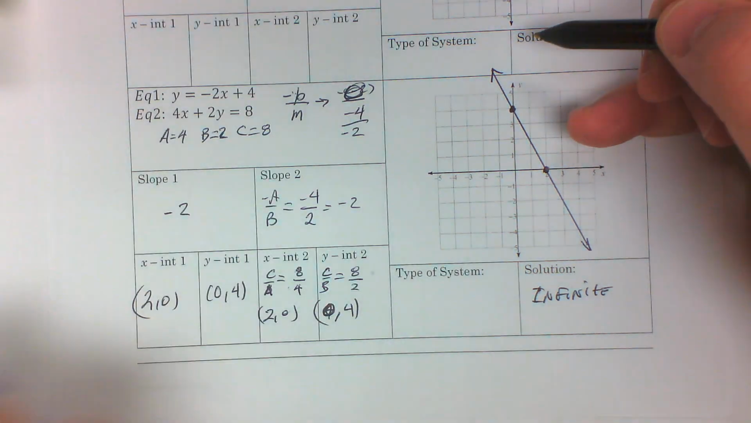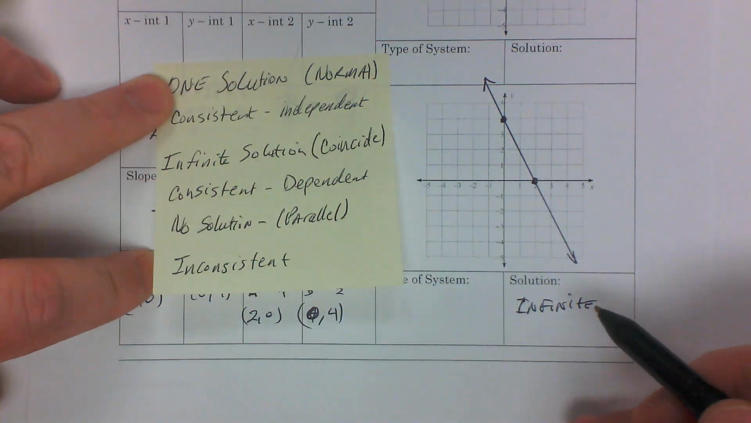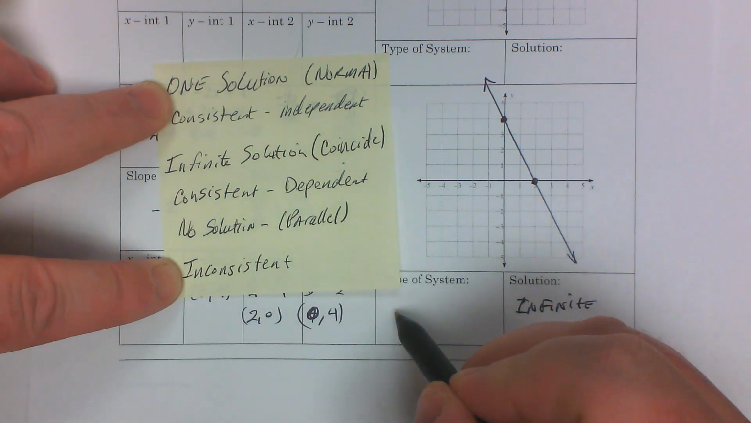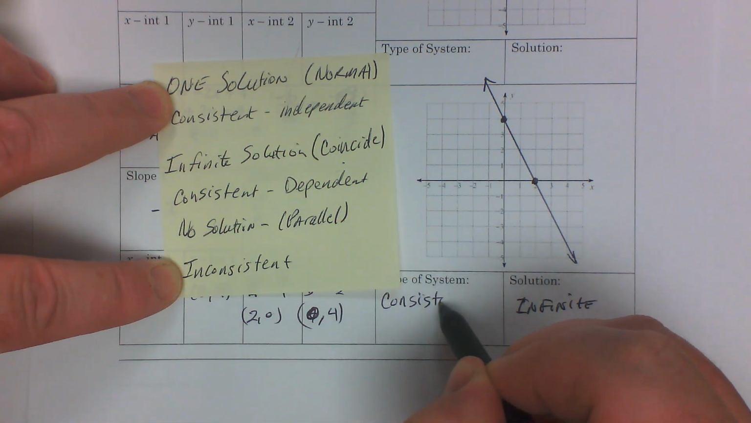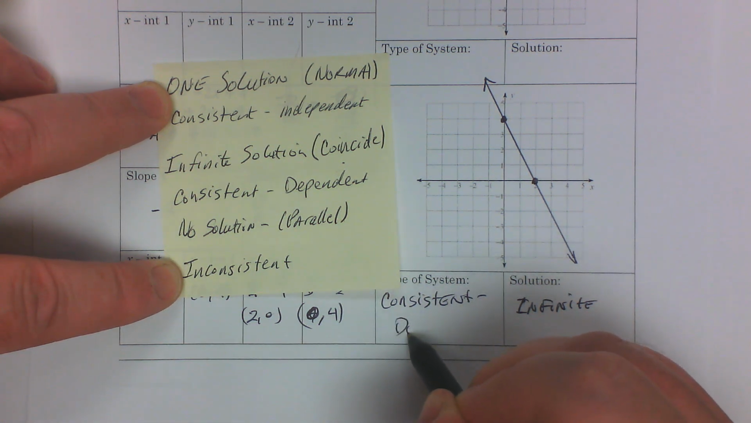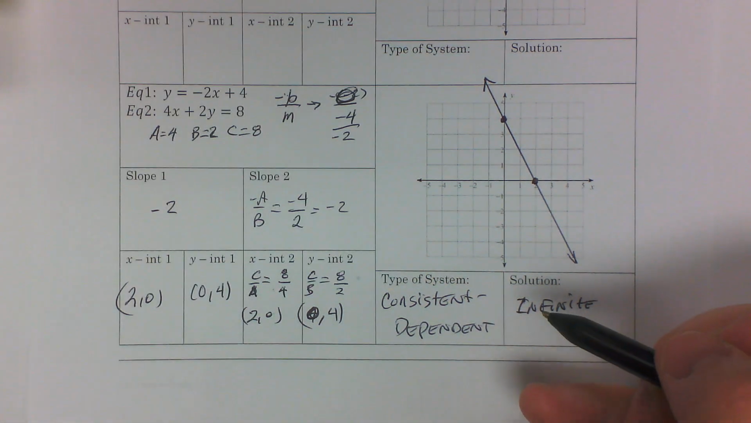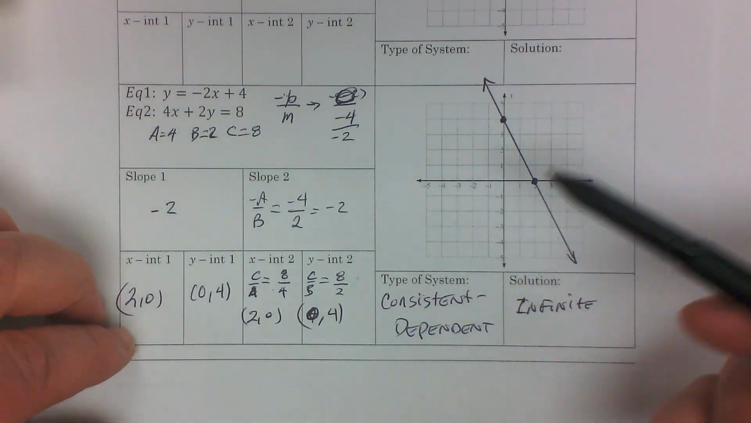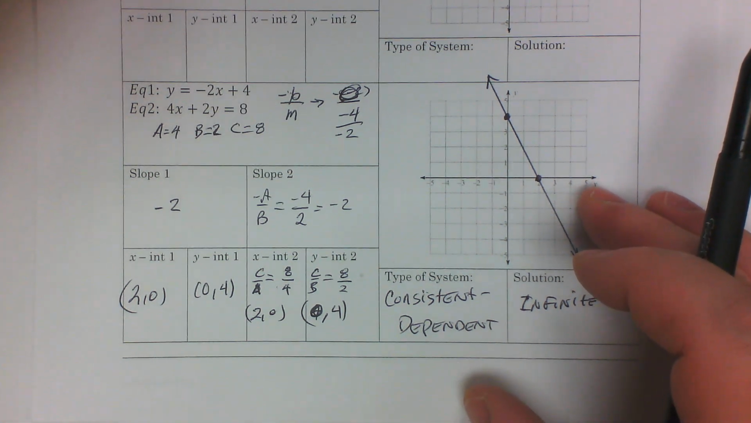Boom, boom, done. So this one right here, right? These two lines, they coincide. They have the same slope, same x and y intercepts. It is consistent, but dependent. I didn't actually go through graphing the other one because it's exactly the same thing, the same exact line. All right, now let's get to the second page right here.